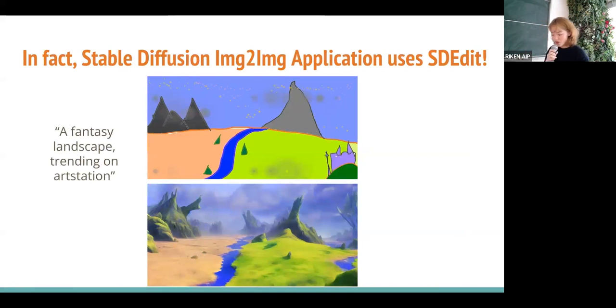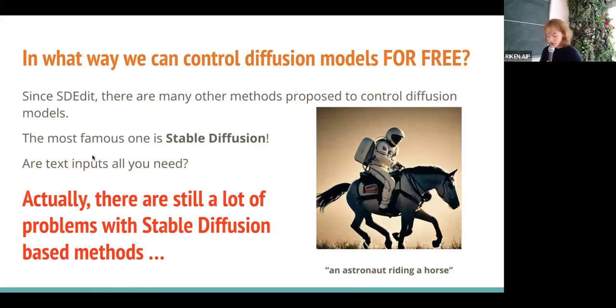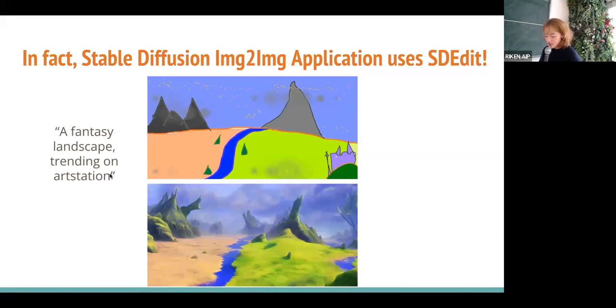So basically, what they do is take a preliminary, like children's drawing, I guess, and then you say, we want to transform this into a fantasy landscape trending on ArtStation. Then with Stable Diffusion, it will become a very nice looking painting of a fantasy landscape trending on ArtStation. Does this answer your question?